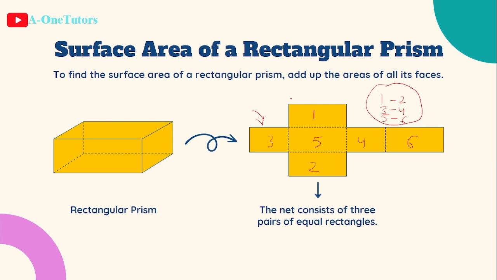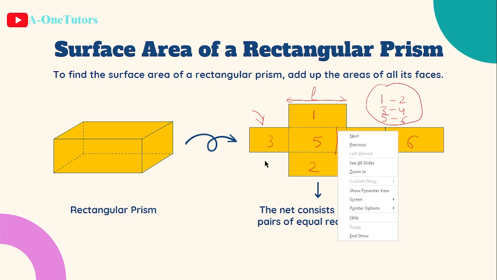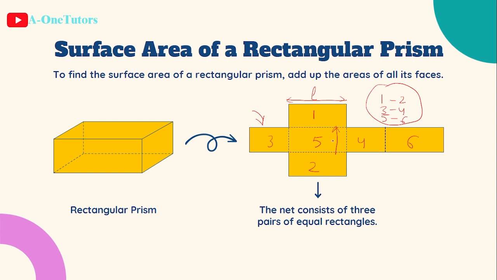Considering those points, one should also know what the length is from this net diagram. This would be my length. This region will highlight my width, and this particular region will highlight my height, whereby this also will be my height.